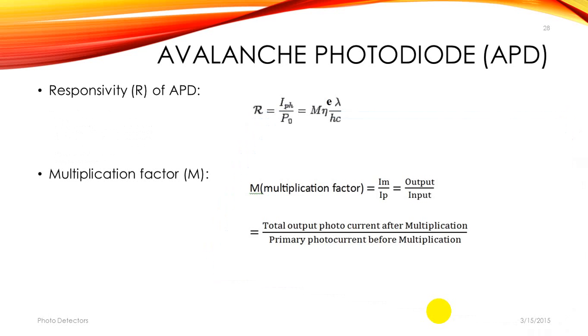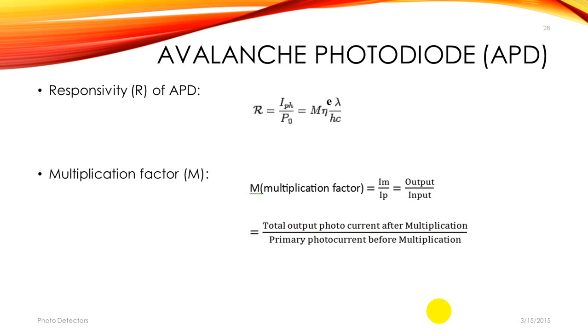So, avalanche photodiode responsivity. We'll be discussing responsivity in terms of avalanche photodiode. Responsivity, described by R, is equal to photocurrent by output power, which is equal to M into eta into e into lambda divided by hc, where h is the Planck's constant, c is the speed of light.